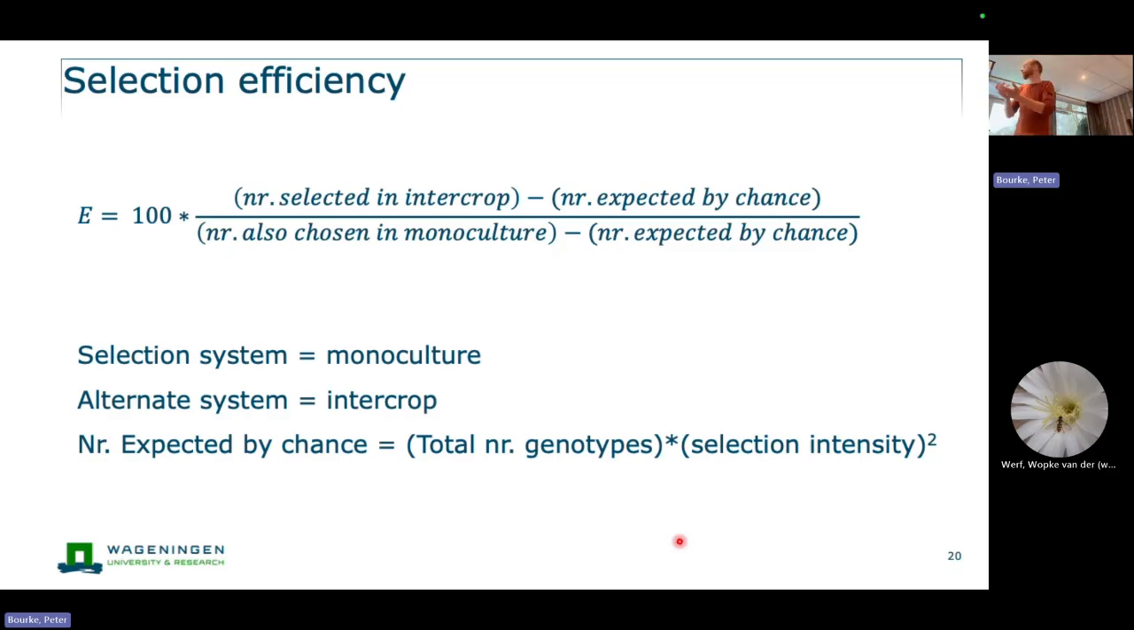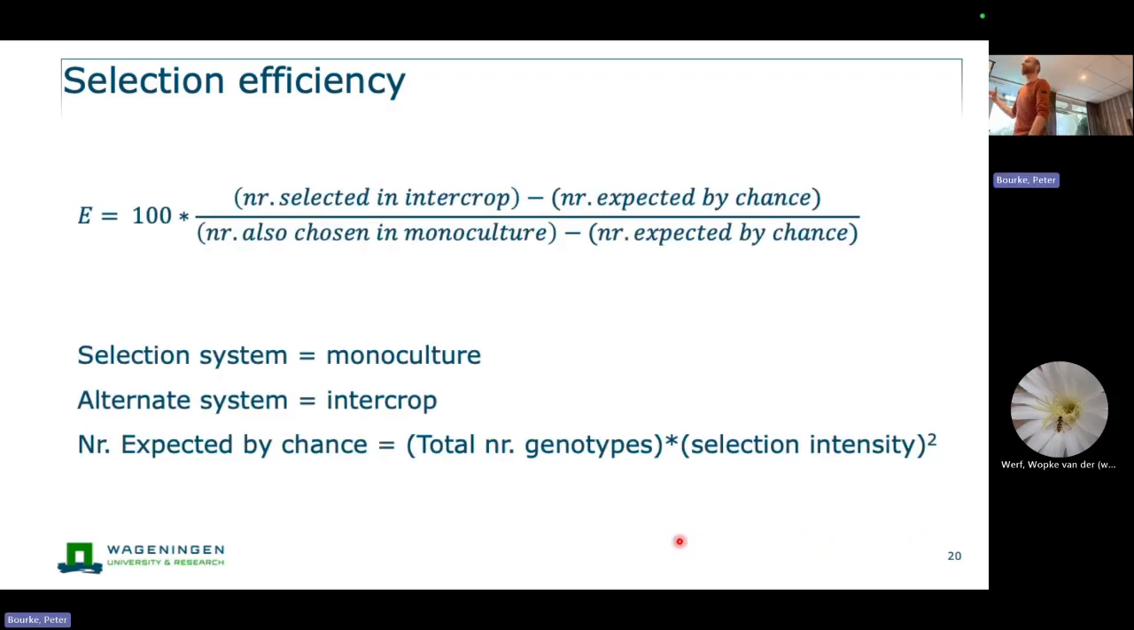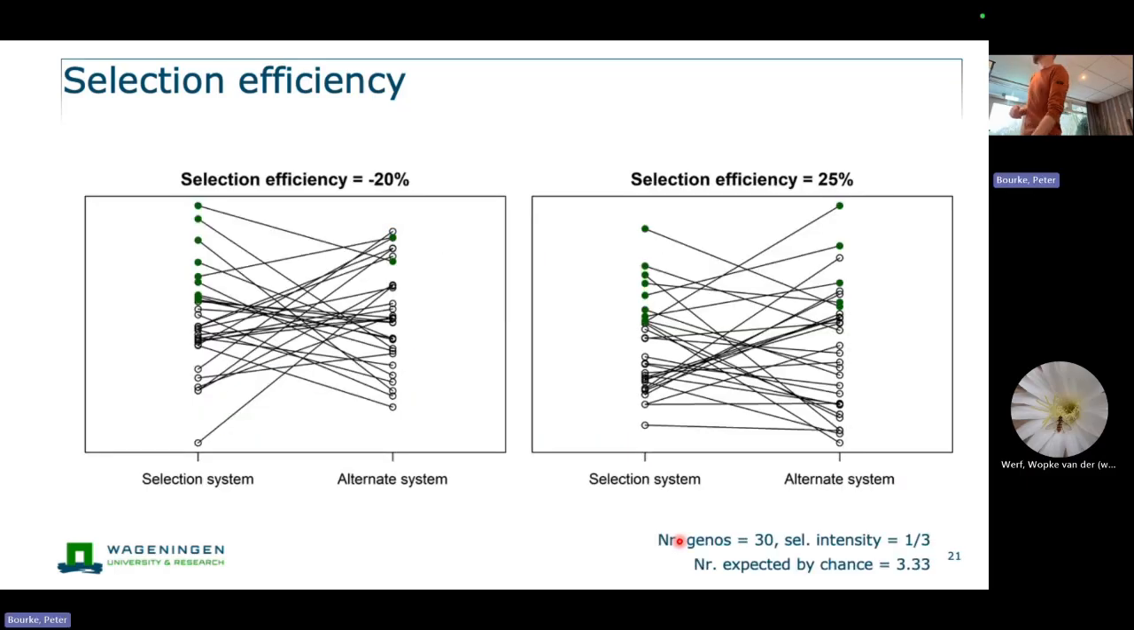There's always an overlap, particularly if your selection intensity is small. So if you're selecting 90% of individuals, well, then you take 90% of this group and they're the same group. And here, yeah, there's going to be a large overlap. So we compare it against a baseline, how many would overlap by chance. And this is a way of us, again, to quantify, to motivate whether selection is effective in monoculture if the target environment is the intercrop. Okay, and what does that look like in practice?